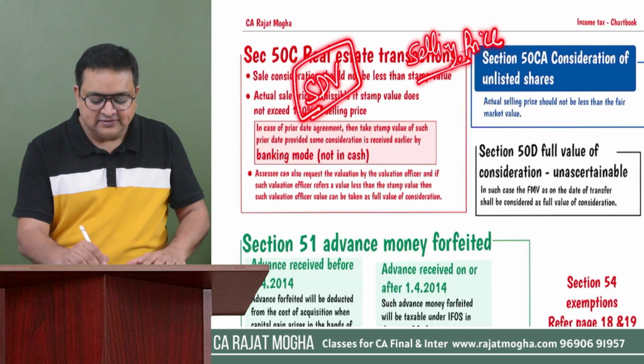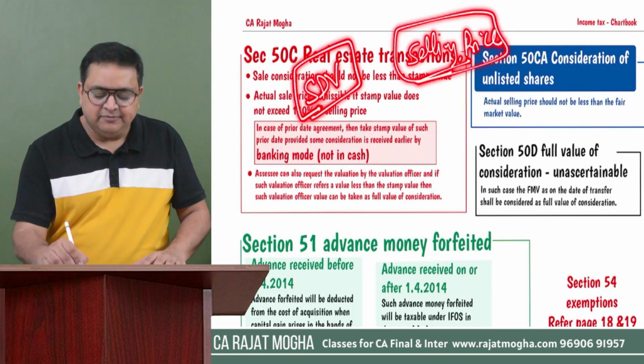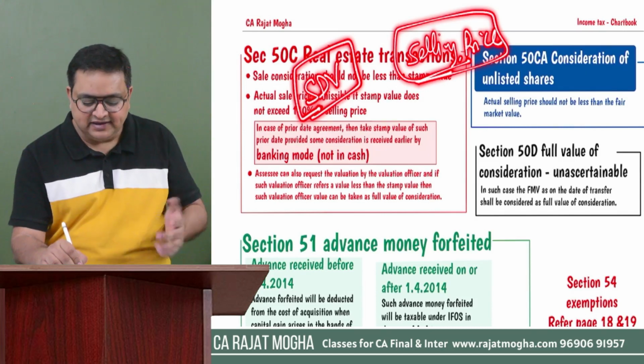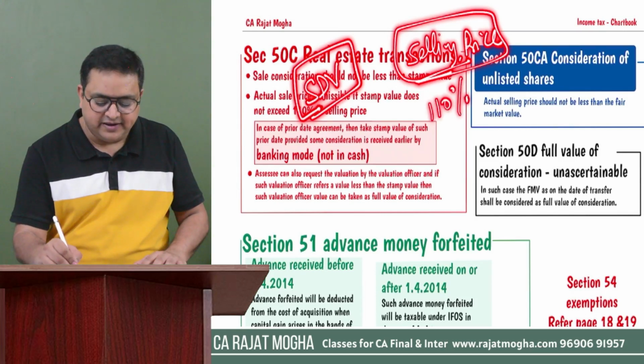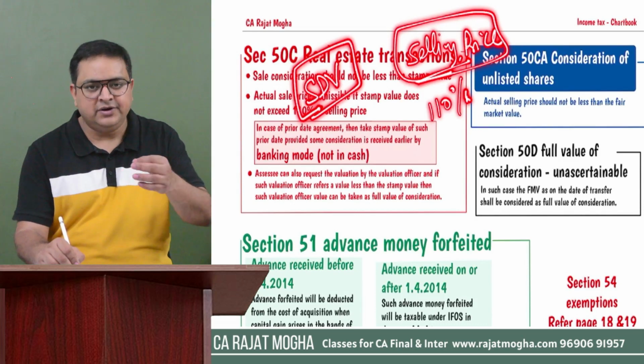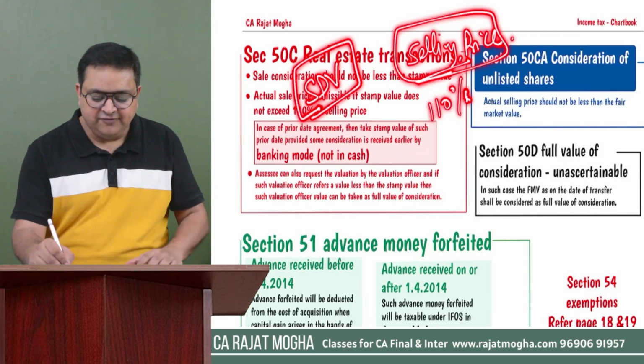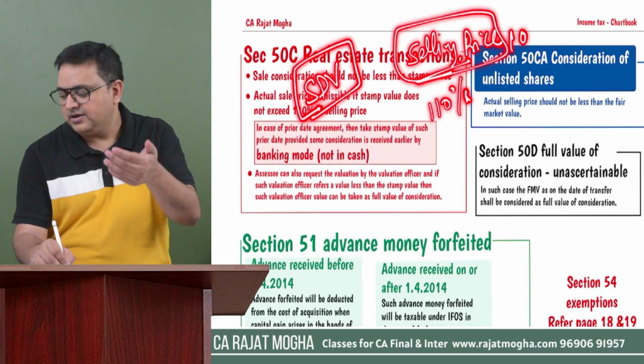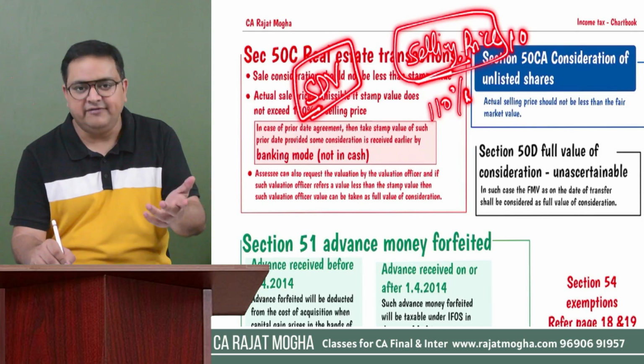So what you have to do is just add 10% on the selling price, or in other words, 110% of the selling price. Let's say if it is for 10 lakh, simply do 110% of 10 lakh, and you will get 11 lakh rupees.